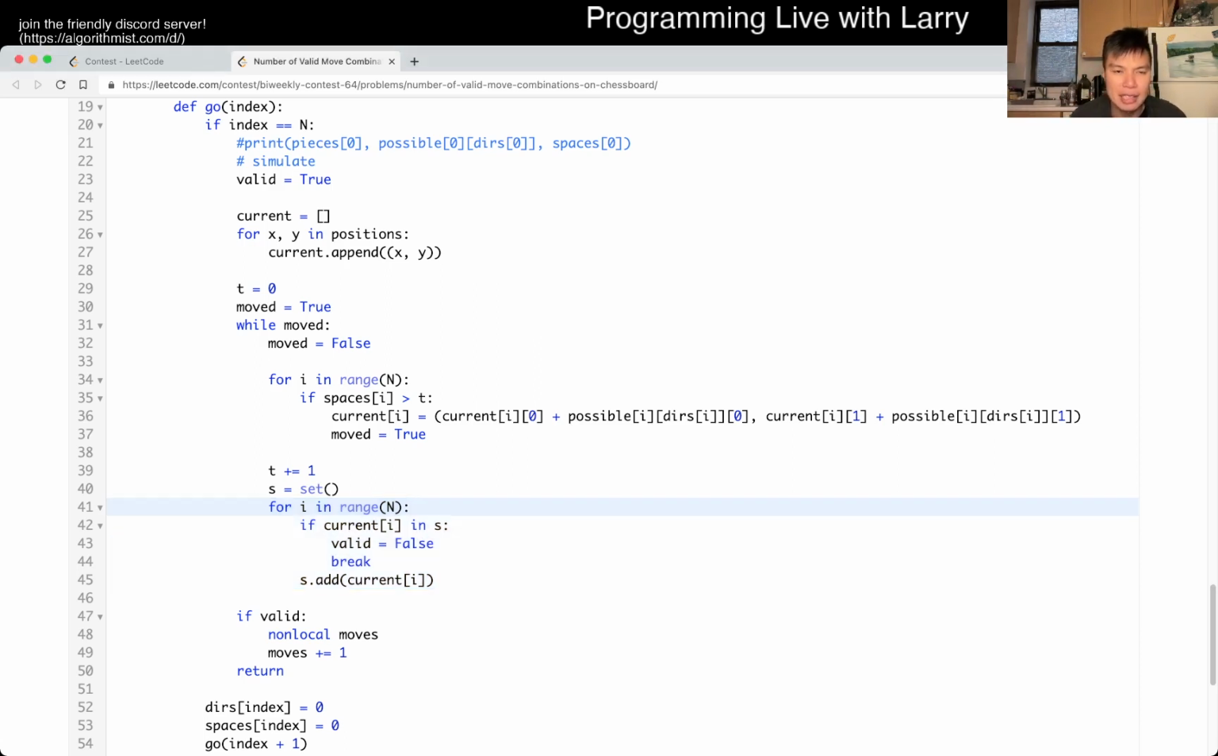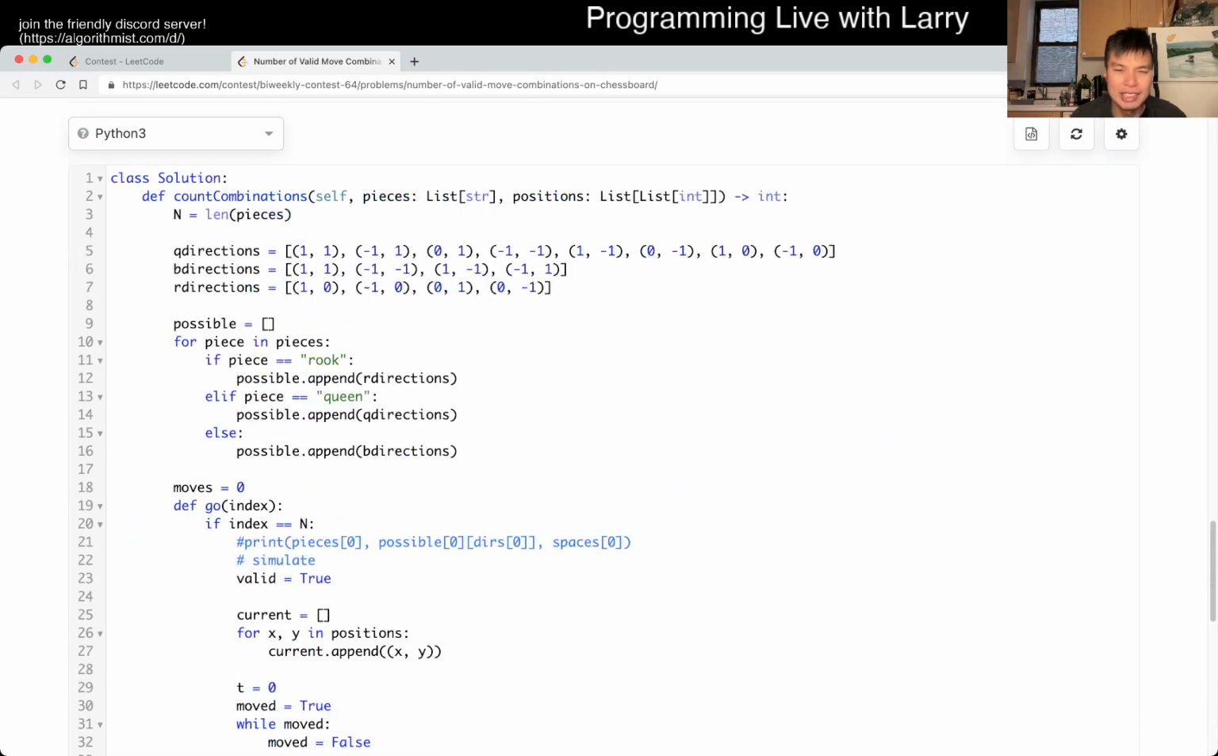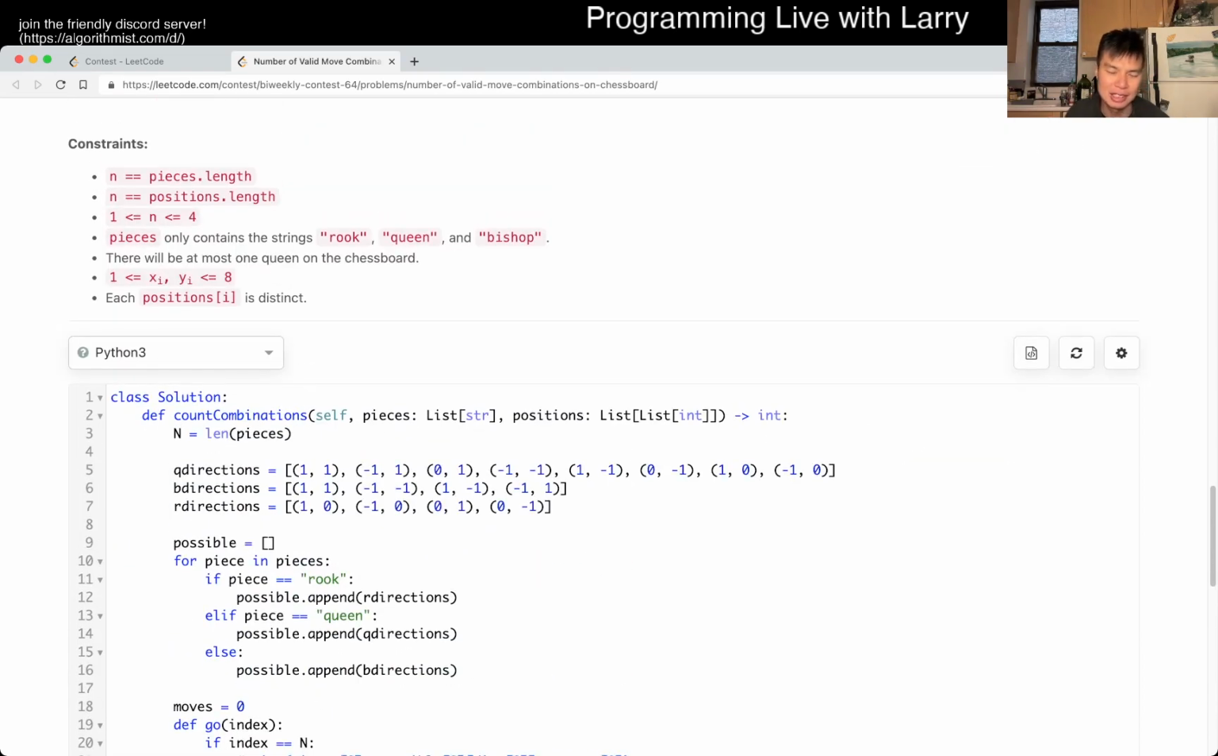But yeah, that's all I have. The complexity is really high. It's exponential essentially because it is just brute force. It's something like 8 to the n times 8 for each of the directions times 8. Oh no, 8 to the n times 8 times n, something like that, which roughly speaking is O of n times 8 to the n. But yeah, that's all I have for this one.